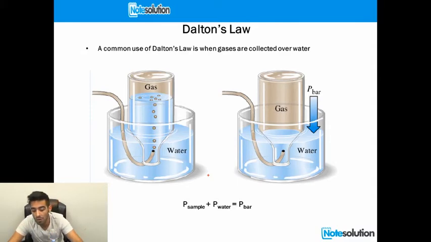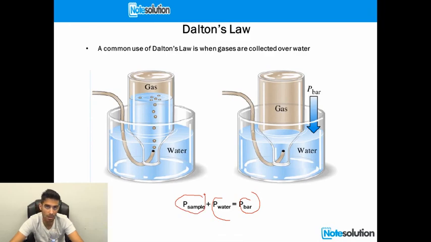So we know that when the water is settled and we have this leveling, the pressure of the gas plus the pressure of the water is equal to the barometric pressure, or the atmospheric pressure. So since we already know the pressure of water and we know this value, then it's pretty simple. Just do straightforward calculations in order to get the pressure of the sample.